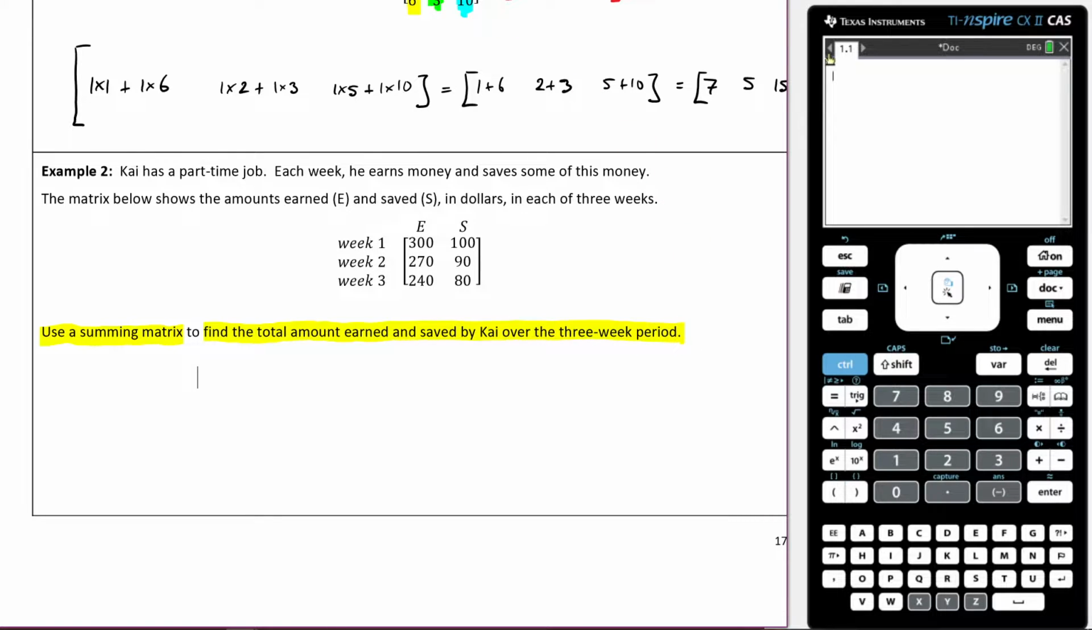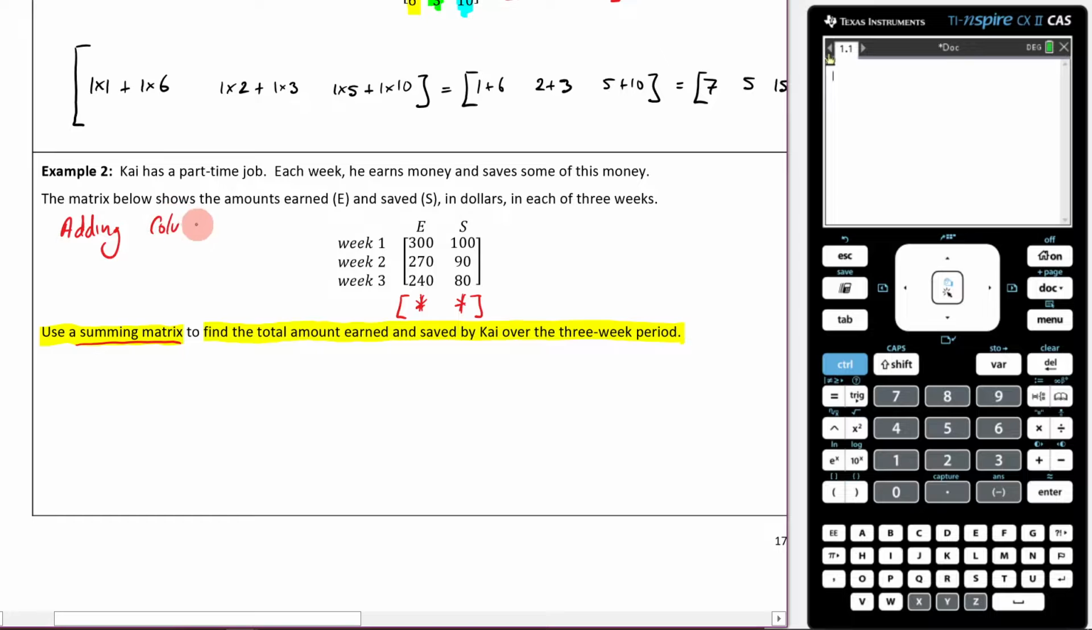So what is it that we're trying to do here? Well, we're trying to add up all the earnings to figure out how much he's earning in total, and we're trying to add up all the savings to figure out how much he's saving in total. And we need to use a summing matrix to do this. So what are we doing? We are adding the columns.